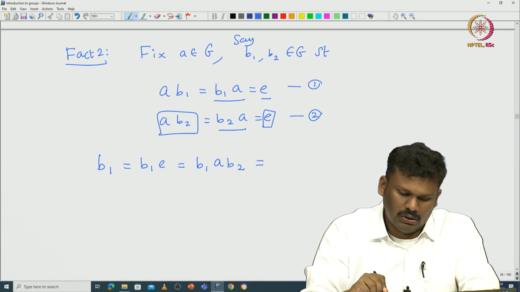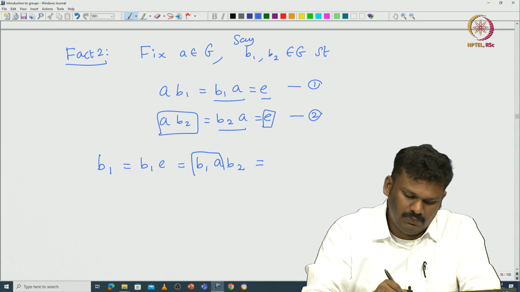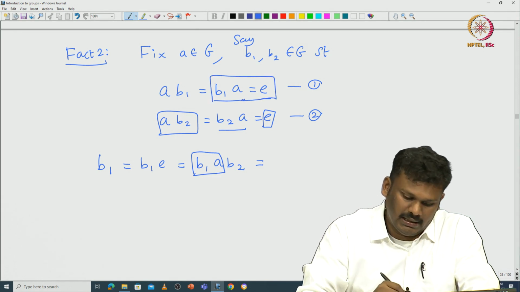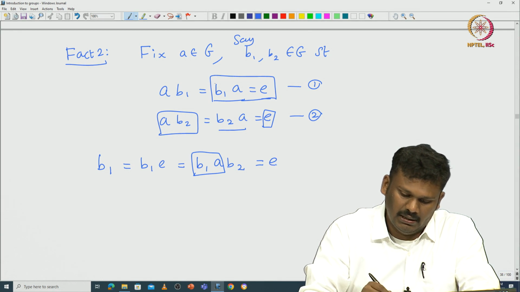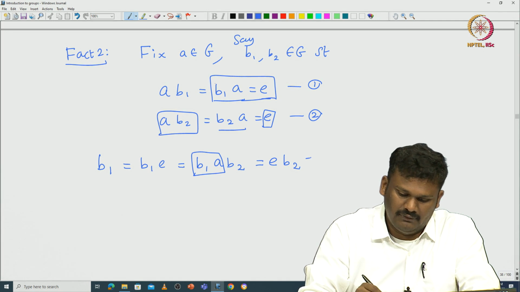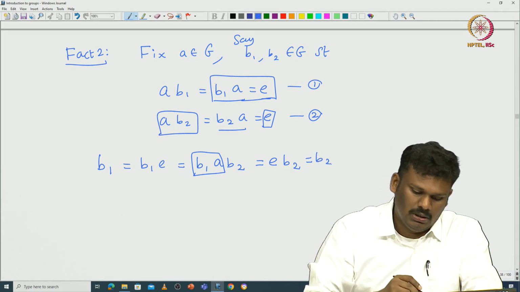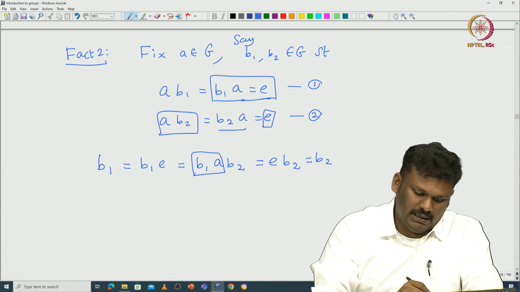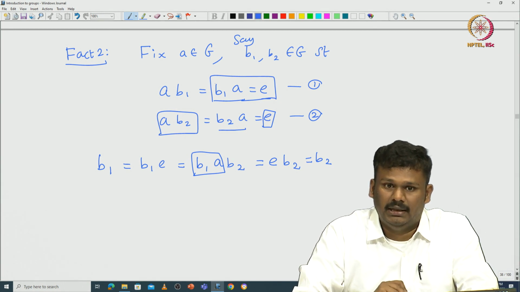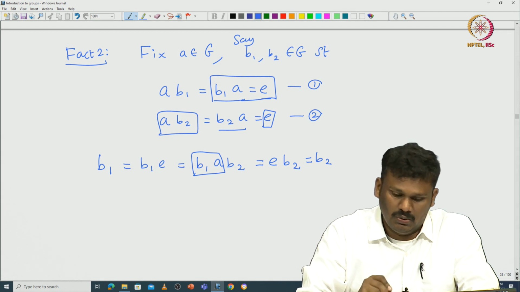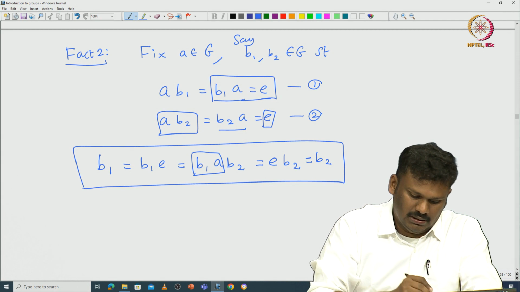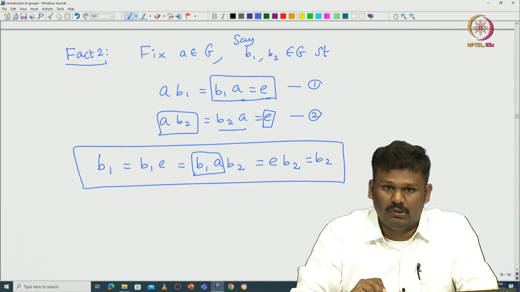Okay. So, now you can see that this B1A is again identity. So, then I can replace this B1A by identity and then I will get B2. But E times any element is itself. So, then you get B2. So, just rewriting B1 equal to B1 identity and then substituting identity as B1A, you see that you can go with this argument and then show that B1 equal to B2.